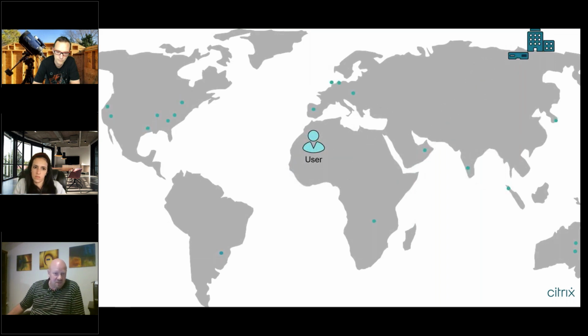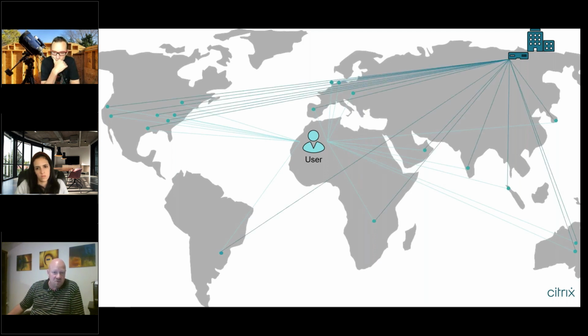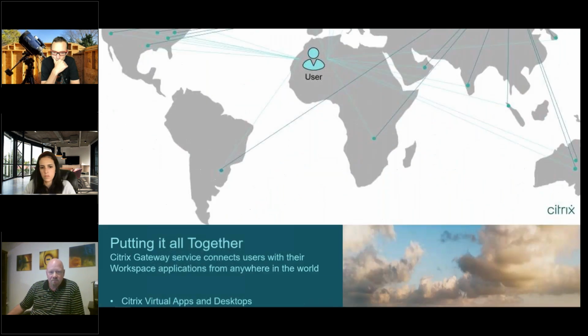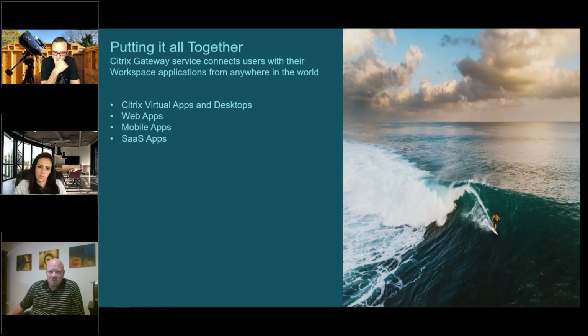But with the Citrix Gateway service, if the user's connection drops, the Workspace apps will automatically try to reconnect, and they'll be directed to the closest POP with the least latency, and those will reconnect to their target resource location. So just to recap this quick overview of Citrix Gateway service: it connects users with any type of Workspace application from anywhere in the world, at any time, on any device, and with a great user experience.